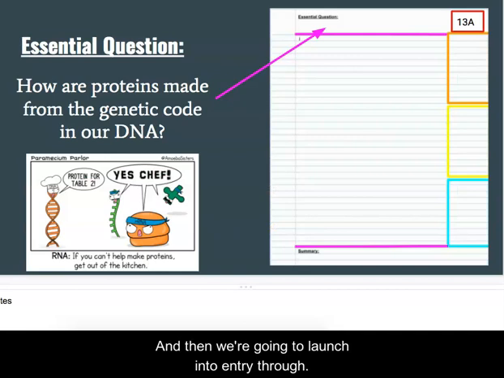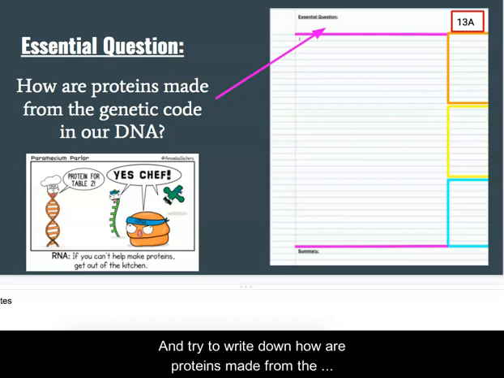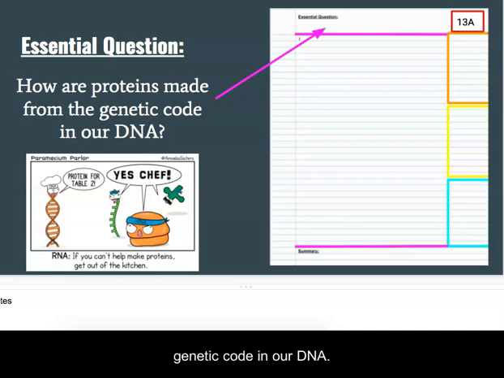And then we're going to launch into entry 13. So our essential question, make sure you pause, open up to a next fresh page in your journal, and try to write down: how are proteins made from the genetic code in our DNA? So again, pause, make sure you get that down.